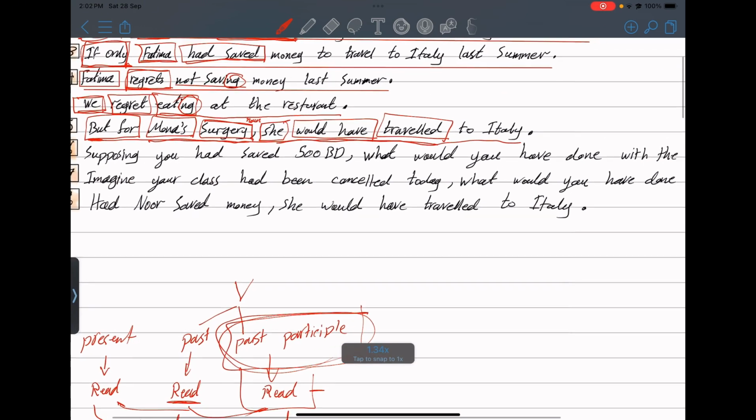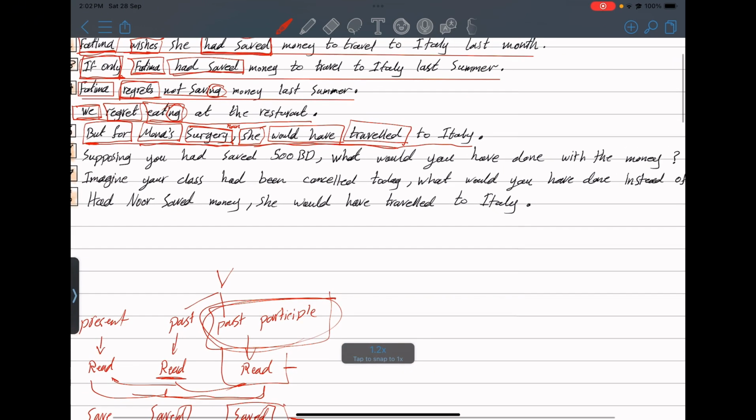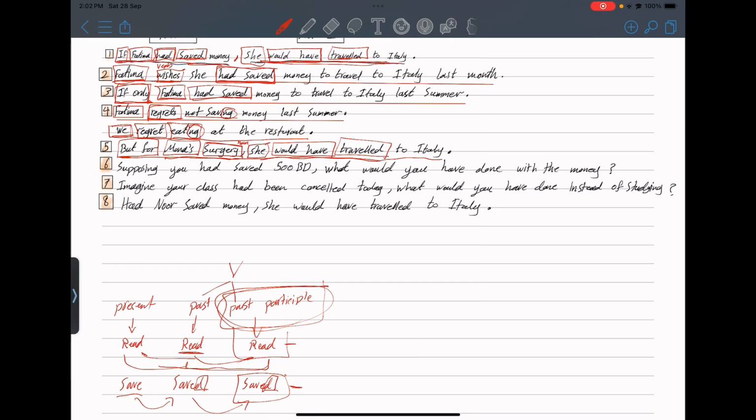So now in 6 and 7, it's a little bit different because it's a question. Supposing you had saved 500 pounds, what would you have done with the money?